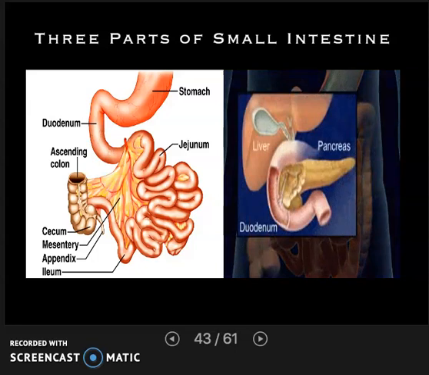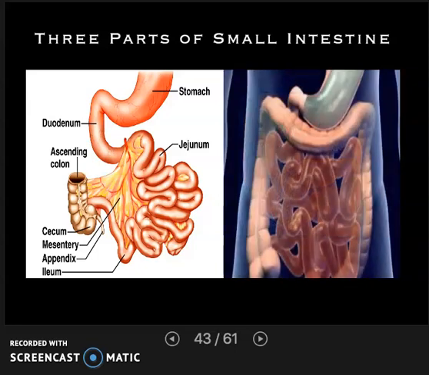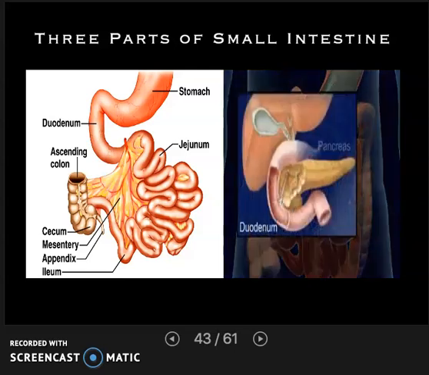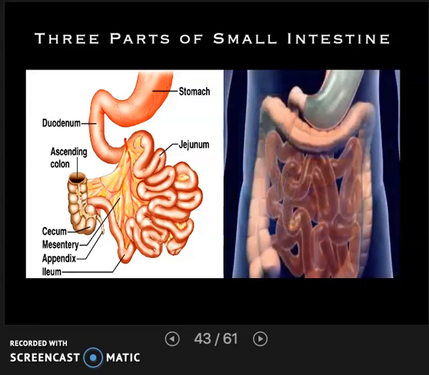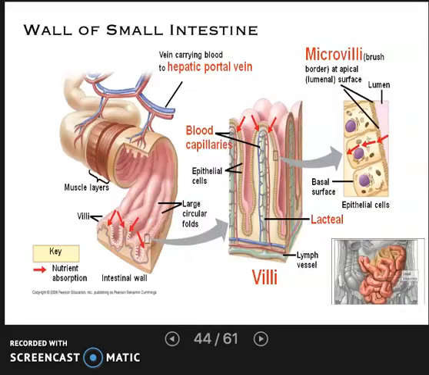You can see in the diagram here I have this other important organ called the mesentery, which is this layer of connective tissue with fat, and we'll talk about some of those functions. And of course, once we get out of the small intestine, we move to the cecum or large intestine. So let's talk about this tube within a tube body plan and the wall of the small intestine.